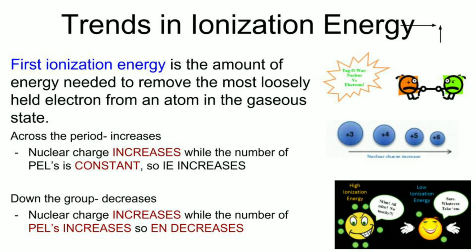As we move across the period, we are gaining more protons. Since we're gaining more protons, we're holding our electrons tighter. Therefore, our first ionization energy increases. As we move down the group, we're adding principal energy levels. There's more shielding, or things in the way between the nucleus and the outermost electron. Therefore, as the atom gets larger, its first ionization energy decreases.